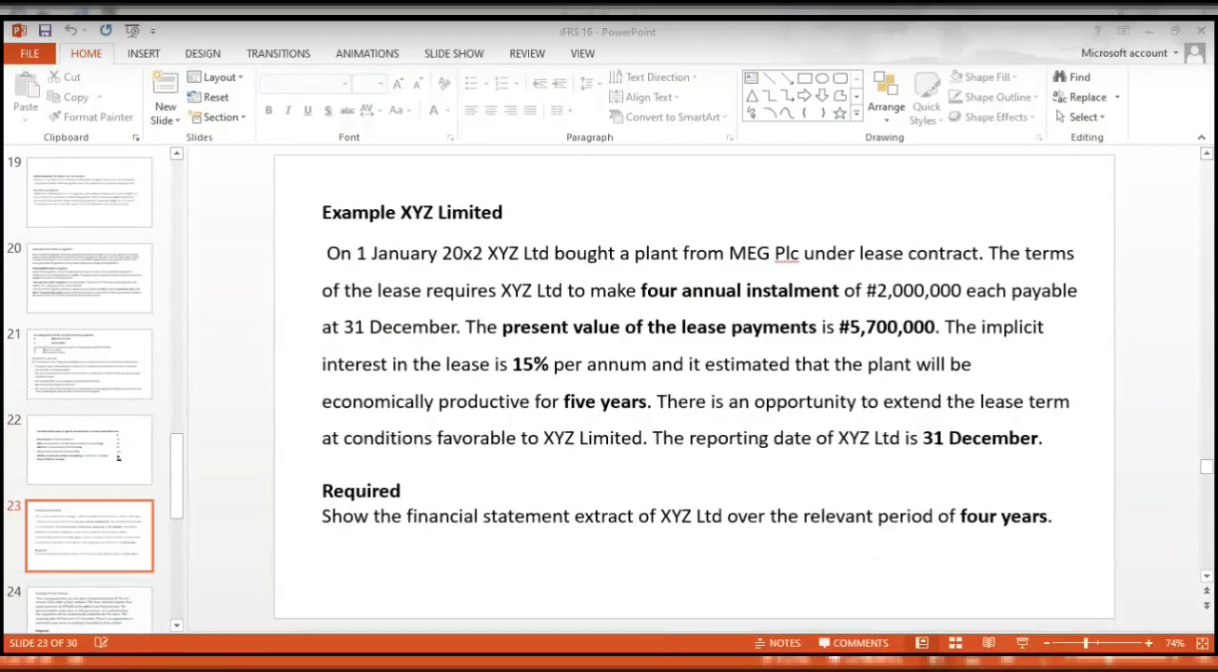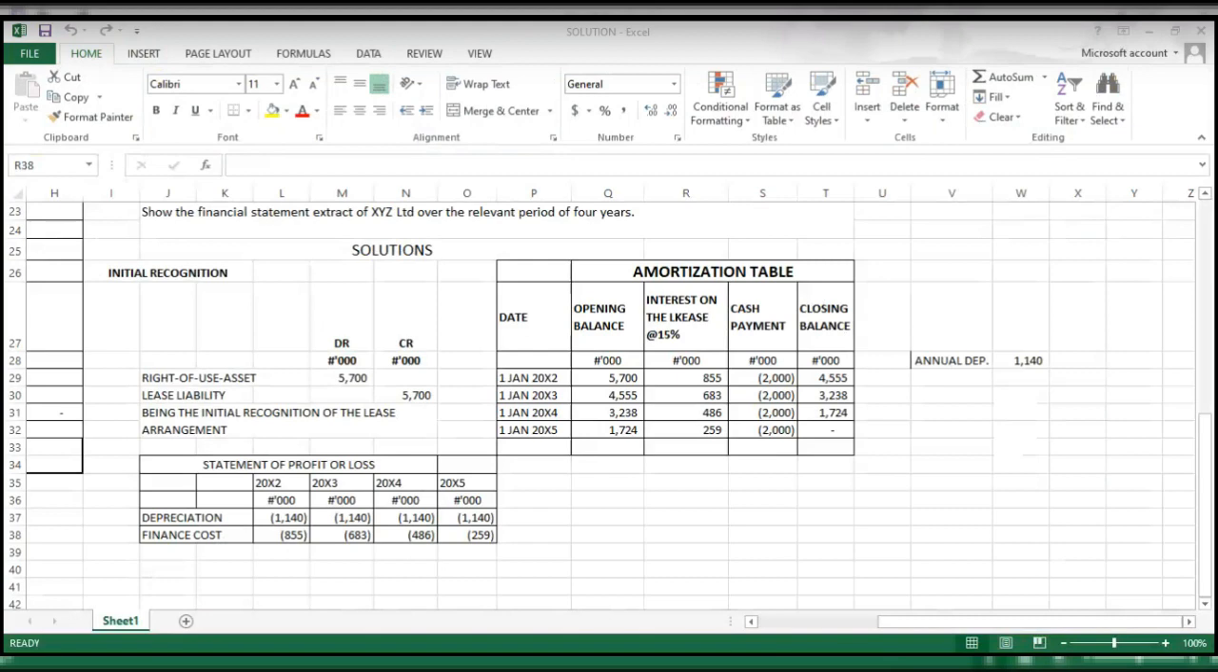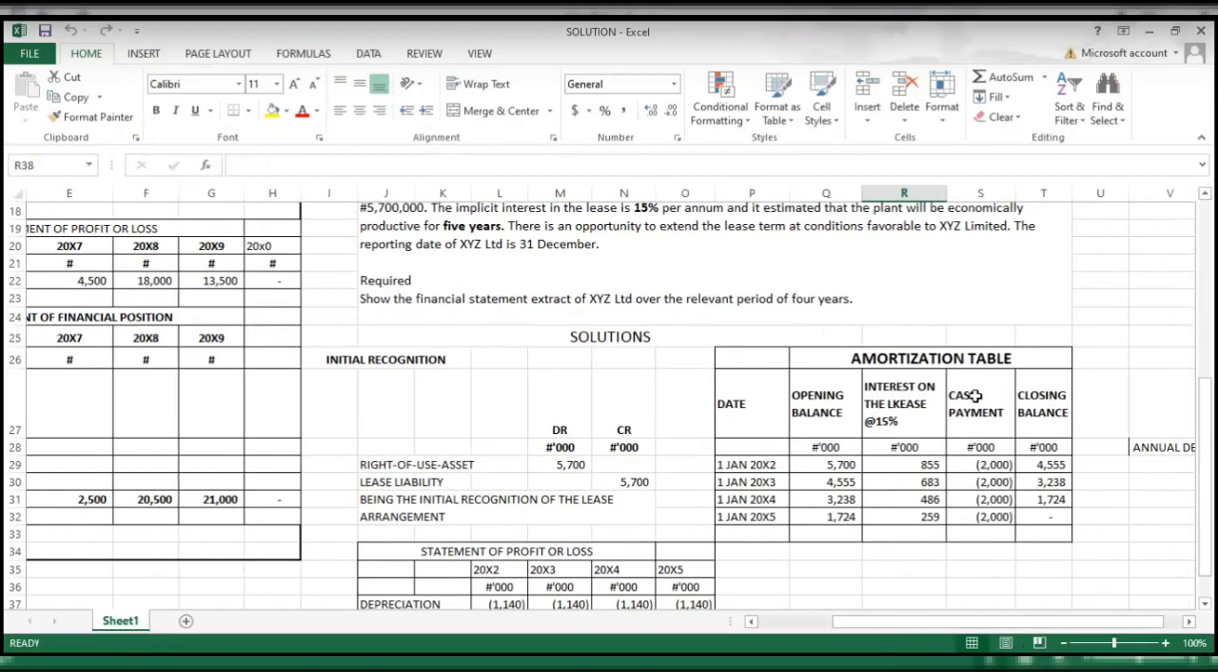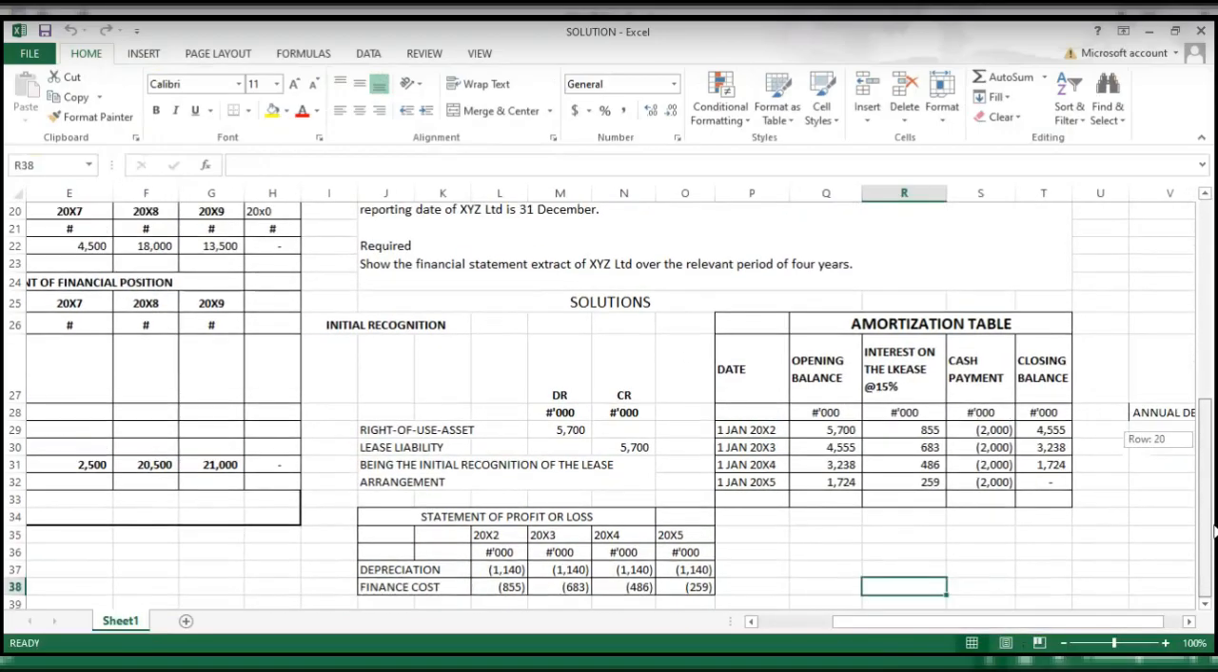Let me share the screen of the worksheet. We're working on something on the example from yesterday before I stopped. So this was what we were trying to do yesterday. We tried to look at the amortization table, how we amortize the lease liability over the life of the lease, and we prepared the statement of profit or loss.